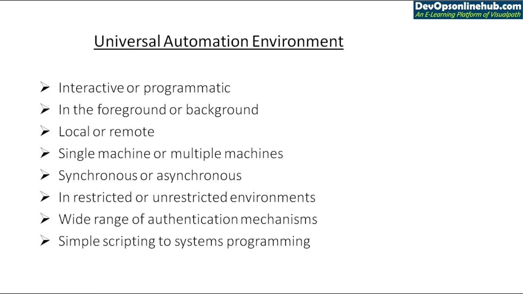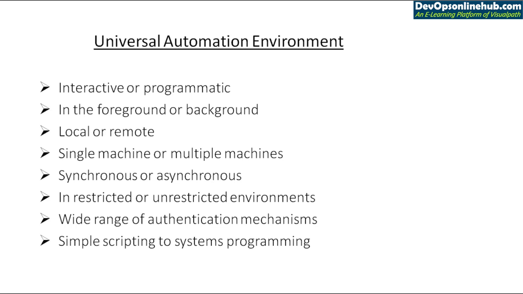So in this PowerShell slide, we are going to discuss more features of PowerShell. I can say this is a universal automation environment. Let's see the points here. With PowerShell, you can write interactive or programmatic applications, right? Interactive means you can develop applications which have graphical user interfaces, or programmatic, which means the jobs which you can run in the background. So PowerShell allows you to develop applications either in an interactive way or in a programmatic way.